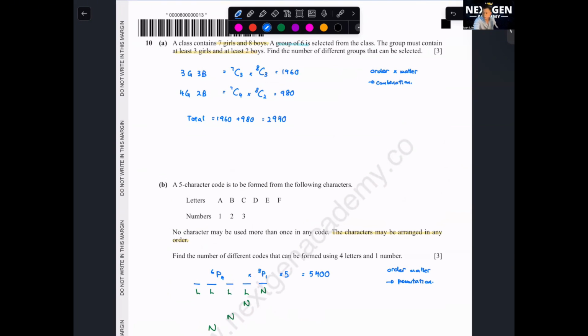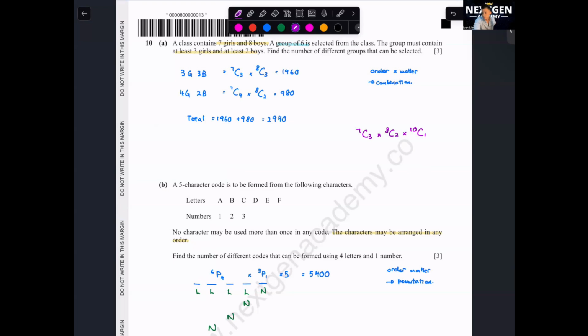Where is 10C1 from? The total, the 5 already chosen, or total minus the 5 already chosen? Okay, let me see again. 7C3 times 8C2. Why is it working so fine? 7C3 times 8C2 times 10C1.